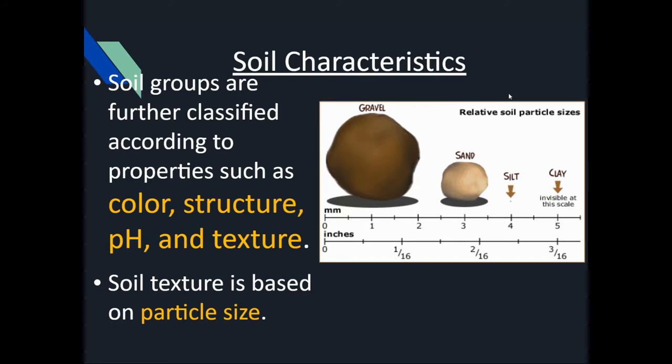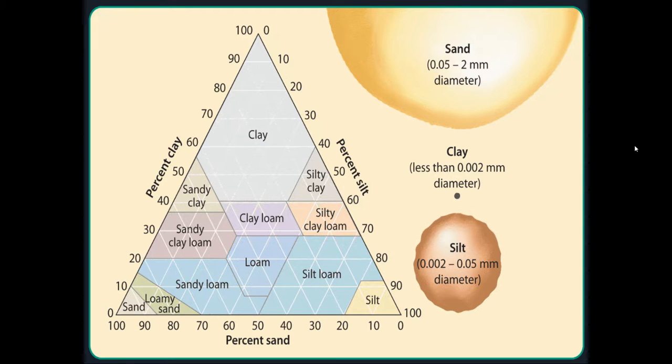So if we look over here, you see a relative size comparison of different things that make up soil: gravel being the biggest, sand, silt very small, and clay is invisible on this scale. So the texture will be more grainy the bigger or larger the particles are, and more smooth or evenly distributed the smaller they are. So this is going to play into what you're going to do for your soil lab tomorrow.